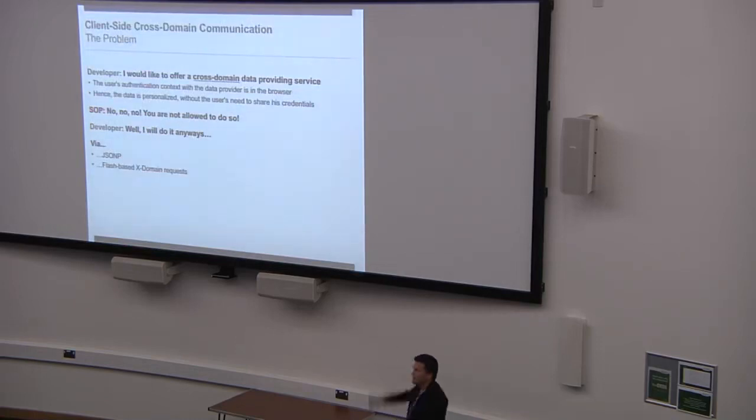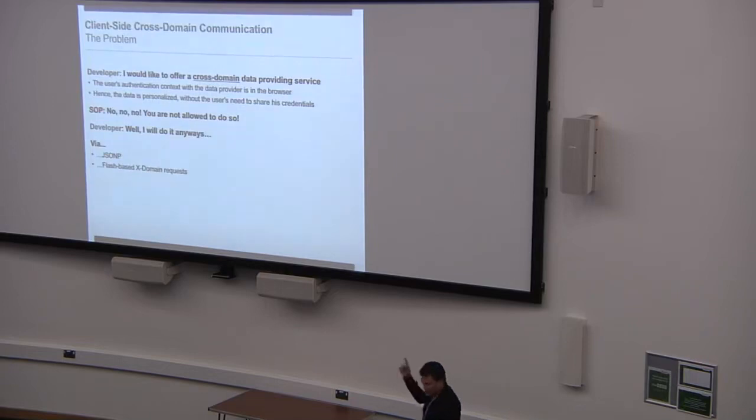We have a developer, and the developer says, well, I would like to open up my site, would like to create an API for my site, so I would like to offer a cross-domain data sharing or data providing service. So I would like to provide data to somebody else, to another domain, and this data is somehow dependent on the authentication state. So it is important that there's some kind of user authentication involved in it.